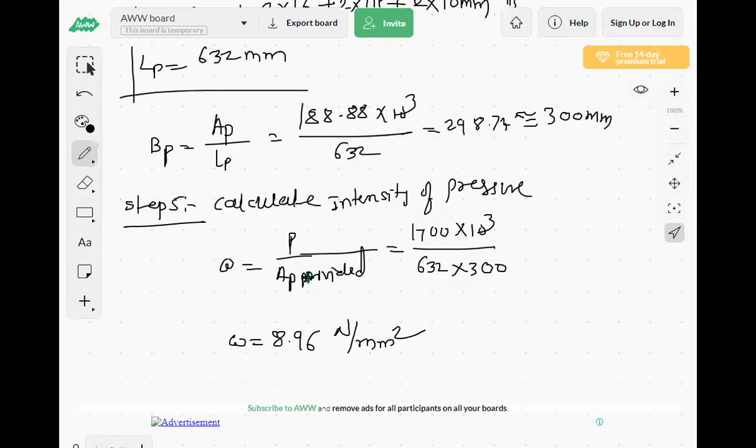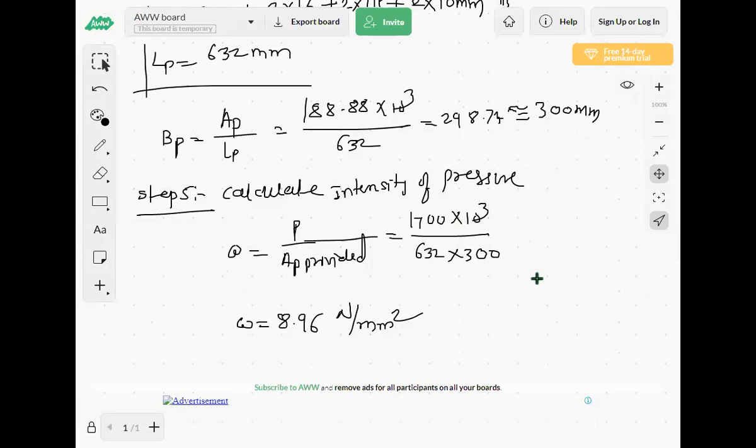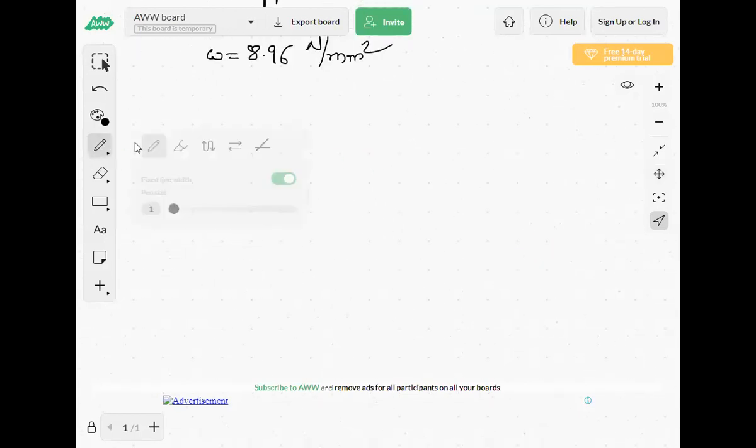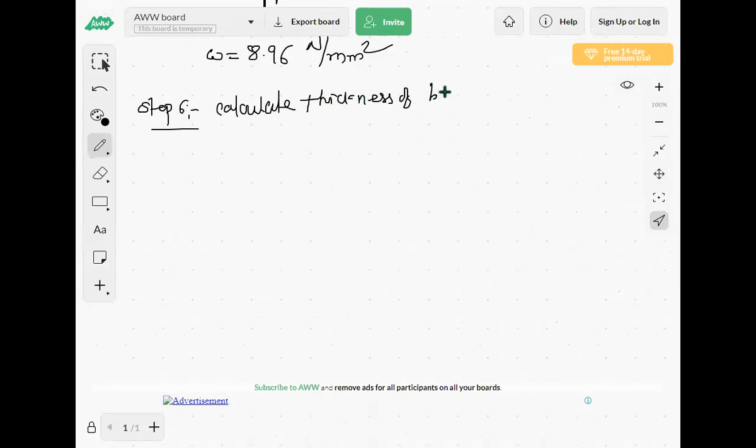So okay, now we have calculated the intensity of pressure. So now we will calculate, in step number 6, the thickness of the base plate. Calculate thickness of base plate.